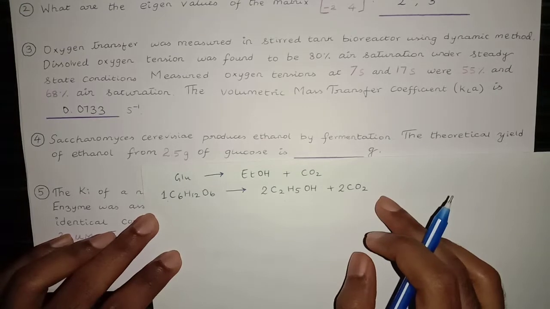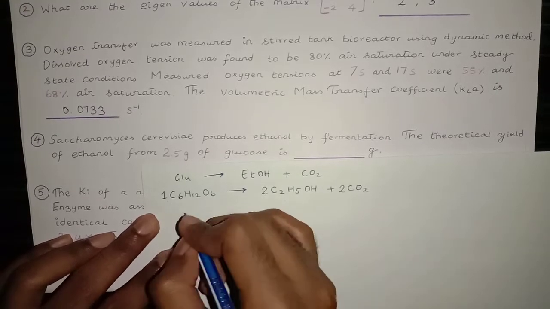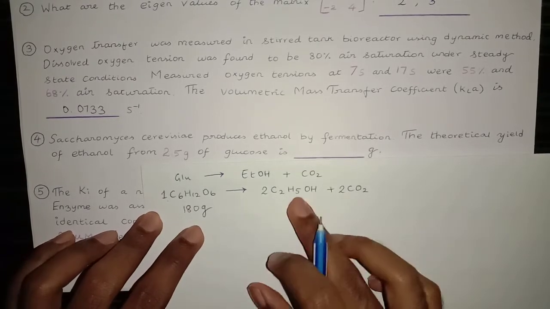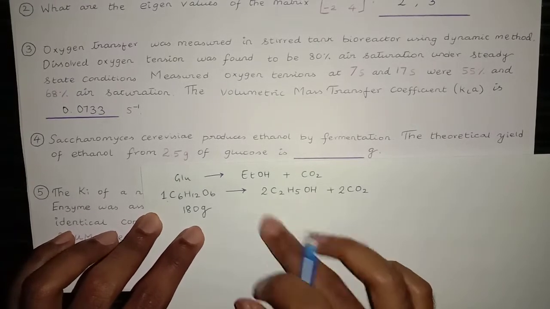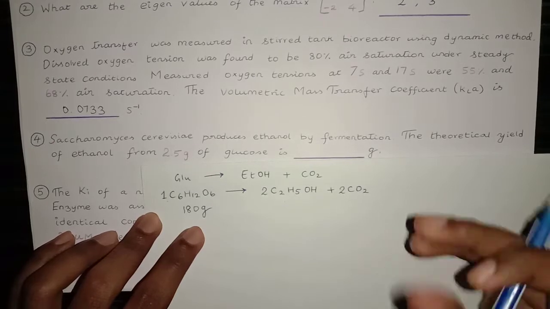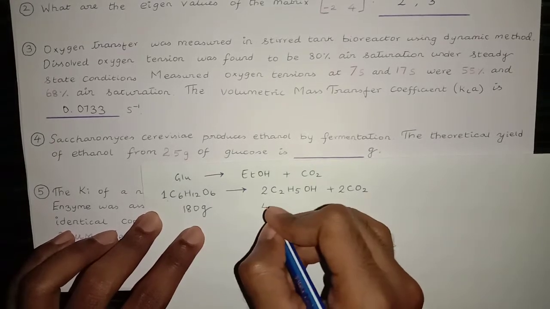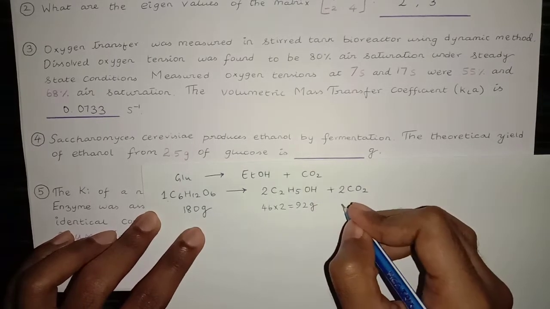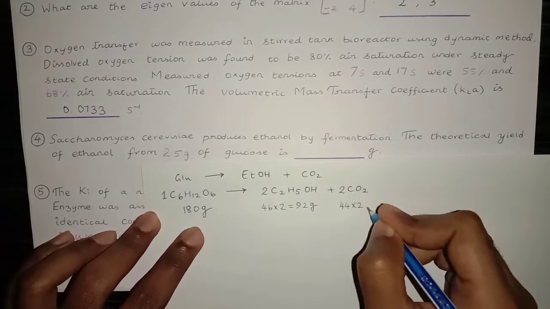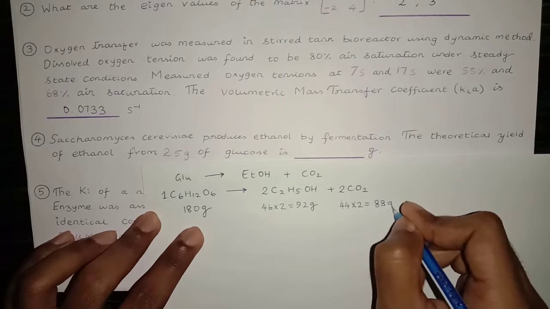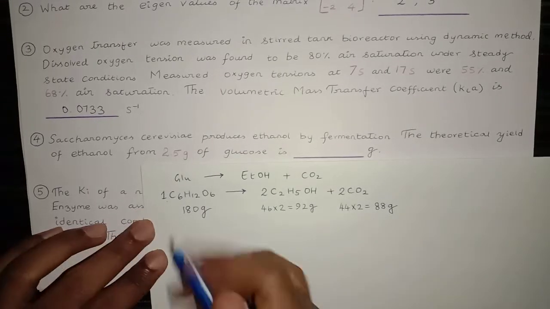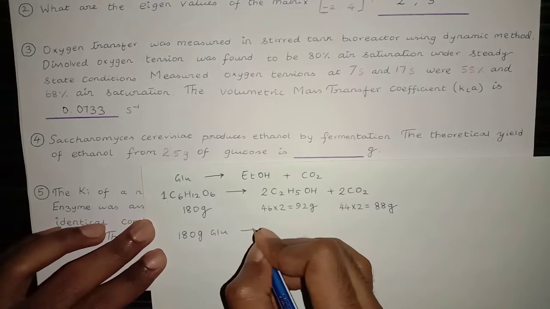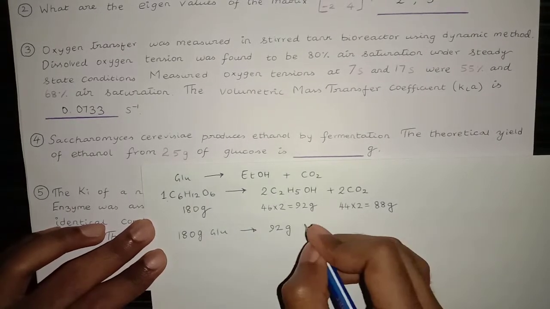Instead of mole balance, let's write mass balance. So 1 mole of glucose is 180 grams, which becomes 2 moles of ethanol. 1 mole of ethanol weighs 46 grams. Therefore 46 into 2 is equal to 92 grams. And carbon dioxide, 44 into 2, 88 grams. Right? So 180 grams of glucose will produce 92 grams of ethanol.